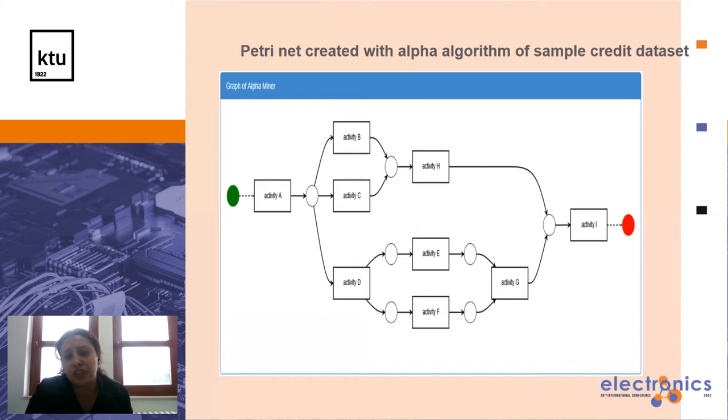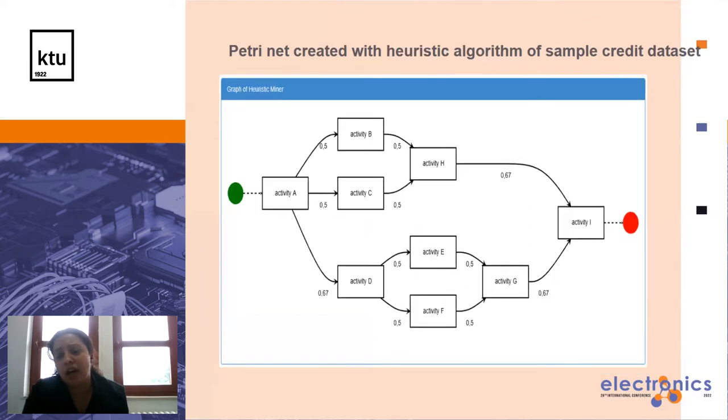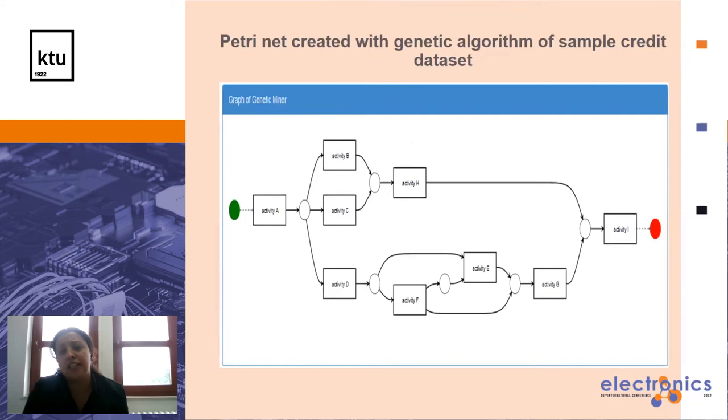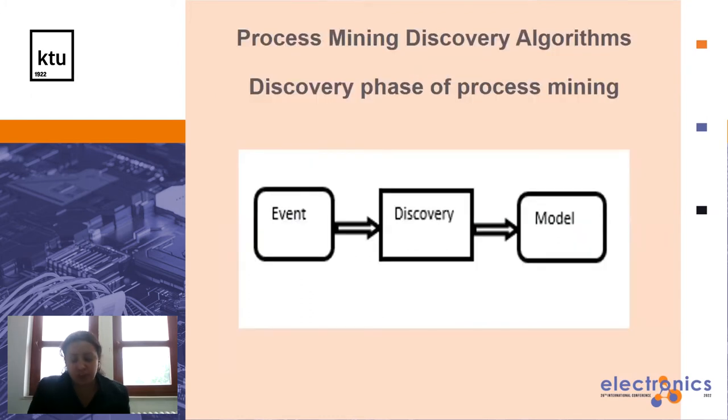Data generator, our data generated simulation data pattern created with the alpha algorithm of sample credit data set, and same data with the heuristic algorithm credit data set, and genetic algorithm sample created data set. And so process mining algorithm, discovery phase of process mining. The most important stage of process mining is the discovery of process from event logs and model creation. Various process mining algorithms, such as alpha and heuristic algorithm, can be used during process discovery.